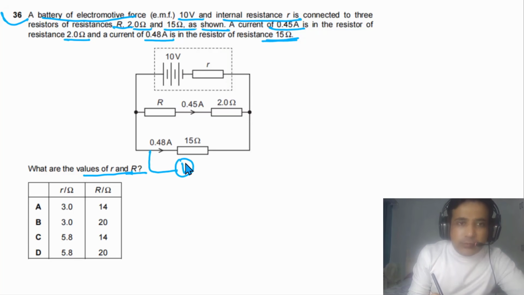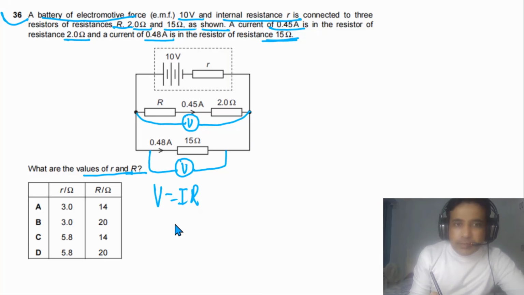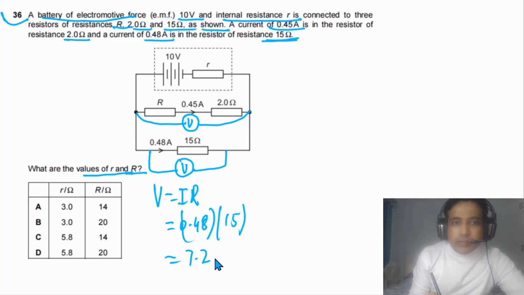So simply we can find out PD across this, and PD across this one is also the same as PD across this branch. So PD across these two branches is the same. We can calculate value of this V. V will be equal to I times capital R. So I we have in this case 0.48 amps and value of resistance is 15. Now if we multiply this one, we will get V is equal to 7.2 volts. So this is the PD across this.